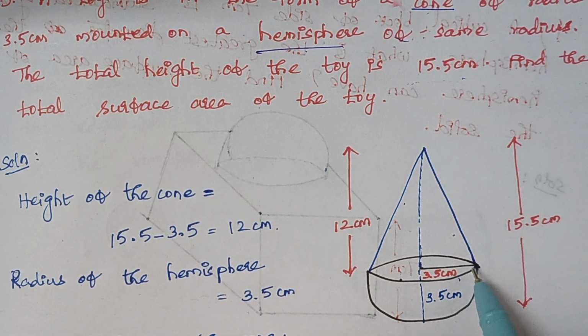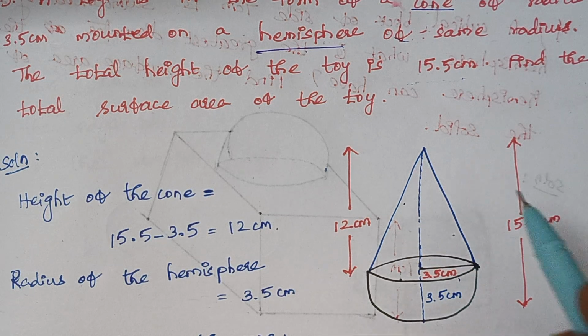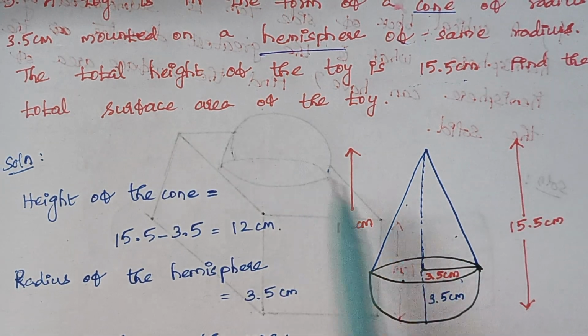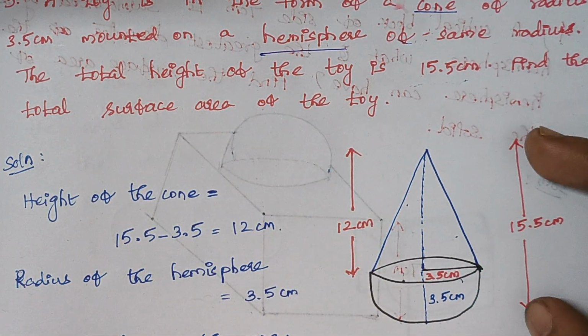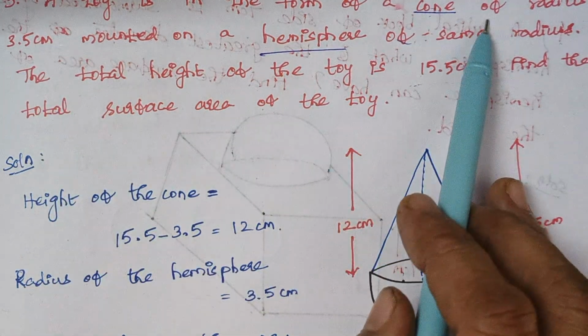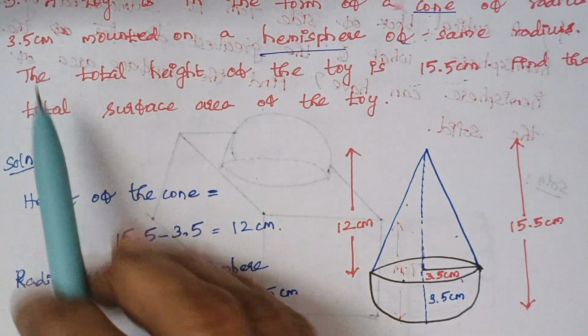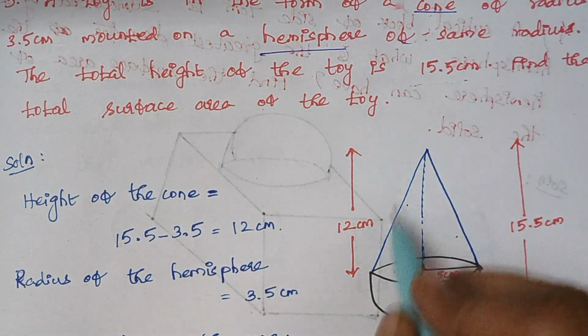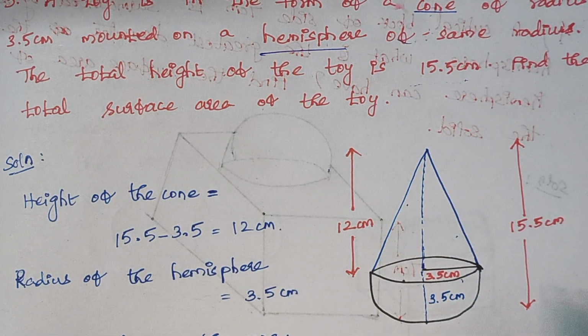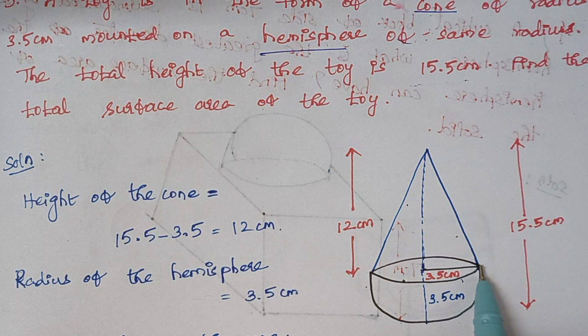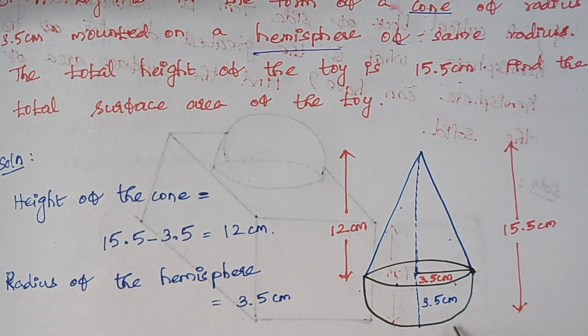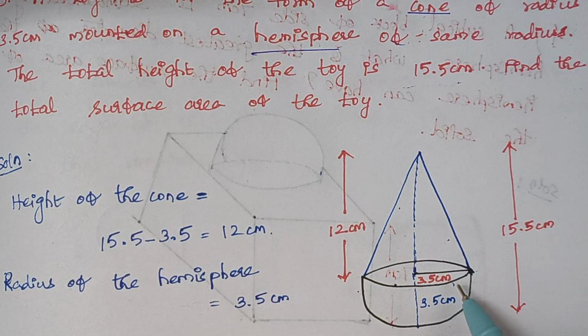So here we are having a hemisphere, right? And we are having a cone. So the given data are, the total height of the toy is given, okay, which covers your cone as well as your hemisphere. Then the radius of the cone is given as 3.5 centimeters. So here, this is your base of the cone, right? And therefore the radius of the cone here is 3.5, right? So again I am telling, the radius of the cone is equal to the radius of the hemisphere because they are mounted one upon the other, right?